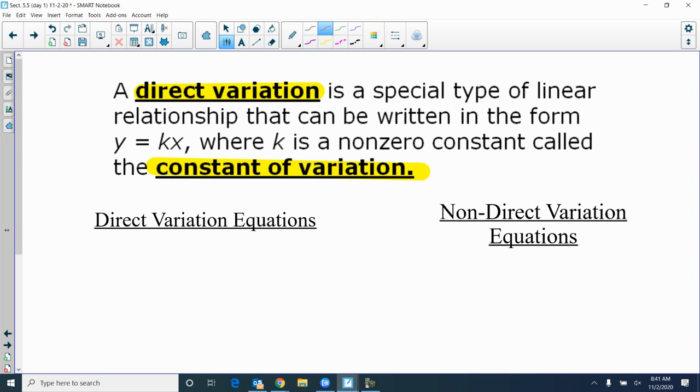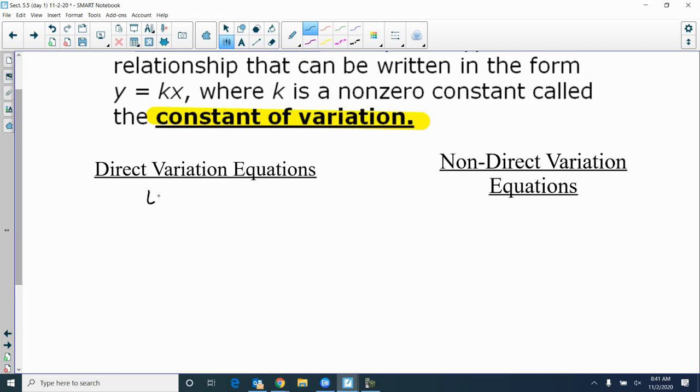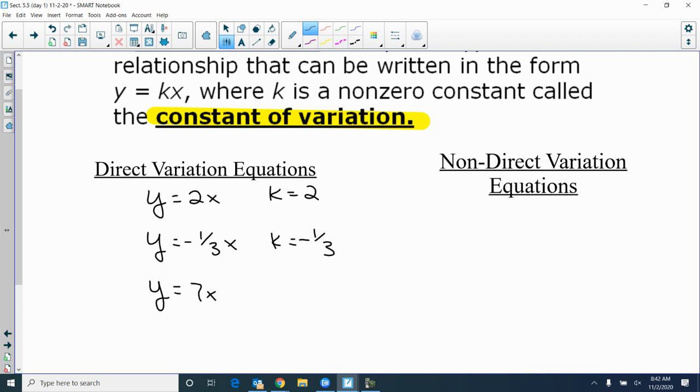All right, some direct variation equations. How about y equals 2x? You would say k is 2. So what's k? K tells you how the two variables are related. So k is 2. Y equals negative 1/3 x. K is negative 1/3. Y equals 7x. K equals 7. All it can be is a number with the x.